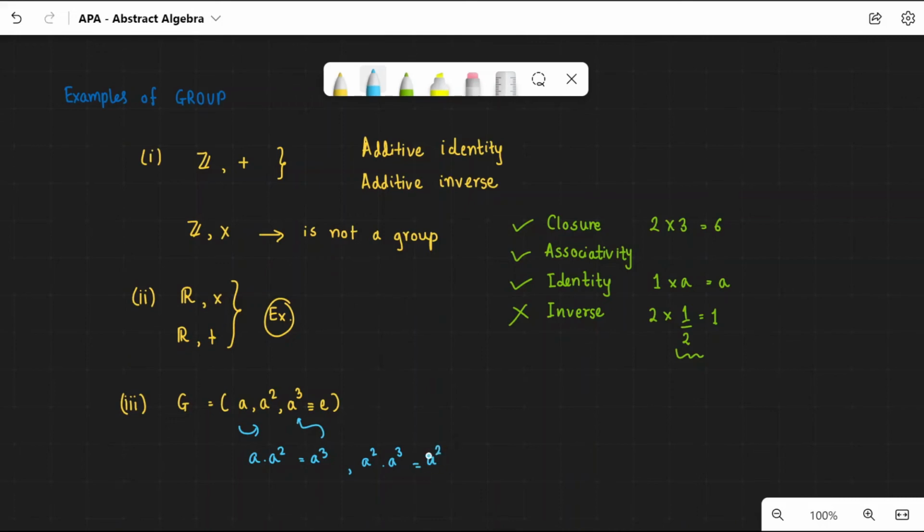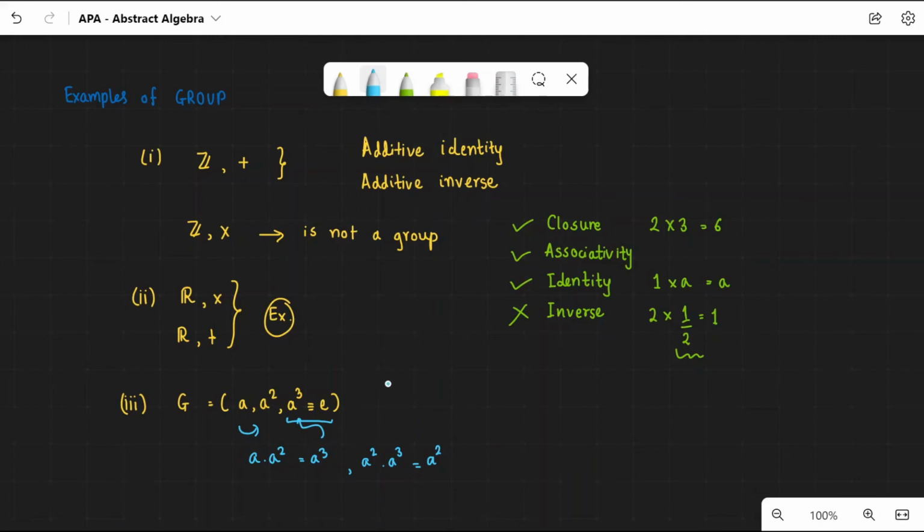So this also belongs to the set, and similar is the case for multiplication of a with a cubed. Now don't get confused, like how can we write a to the power 5 as a squared? This is because by definition we are saying that a cubed is an identity element. So with that said, it follows closure.